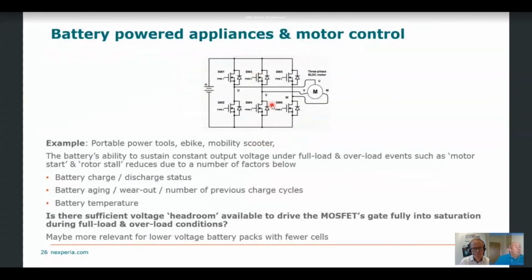Similar thing again in a motor control application. It's probably relevant more for power tools, e-bikes and scooters, anything where it's possible to lock the motor. If you've got a weak battery or a battery that's almost discharged, then maybe the battery can't sustain sufficient voltage to drive the gate of the MOSFET properly on into saturation. Then the MOSFET again might operate in linear mode with very high current.